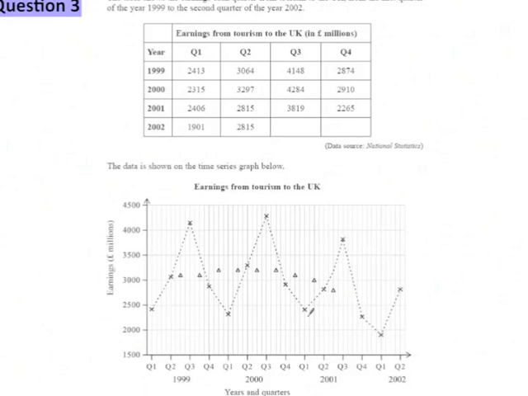Our first question, we're asked in which quarter in each year was the greatest amount of money earned? We can see that from our graph, here, here, here. These are all quarter 3. And we can also see it here that these are the highest values. So the answer to our first question, when we're asking which quarter, is quarter 3.